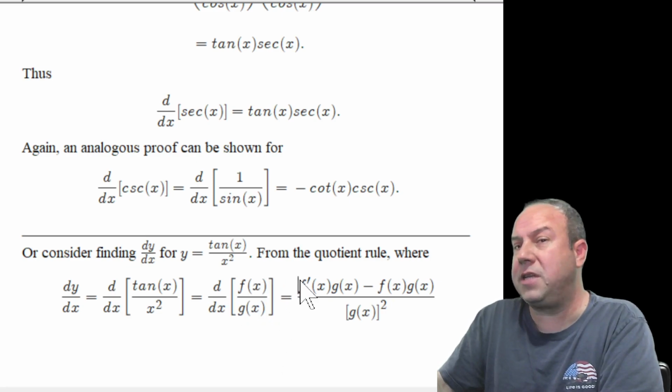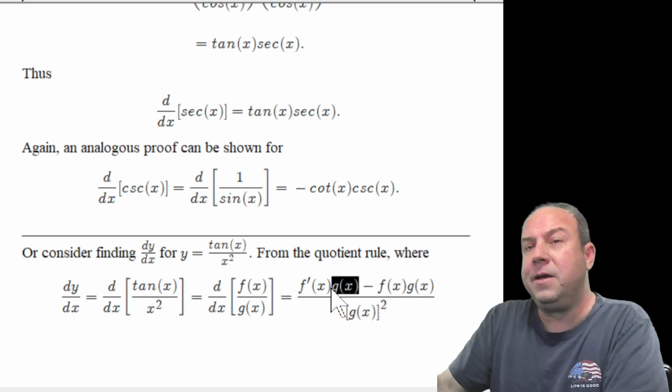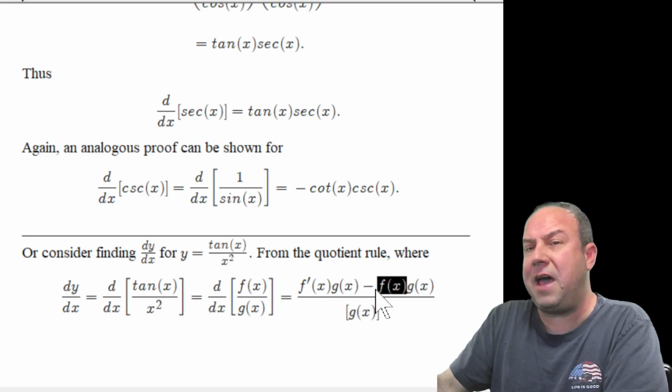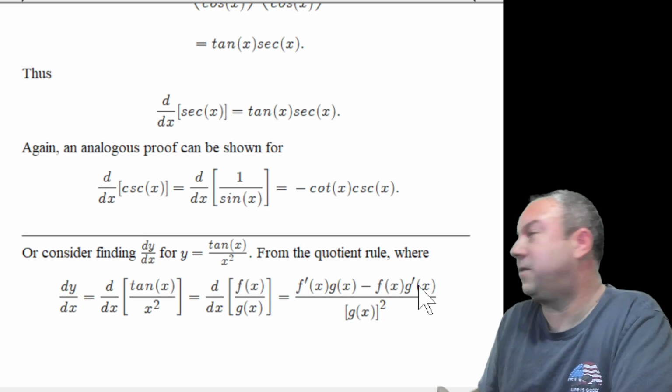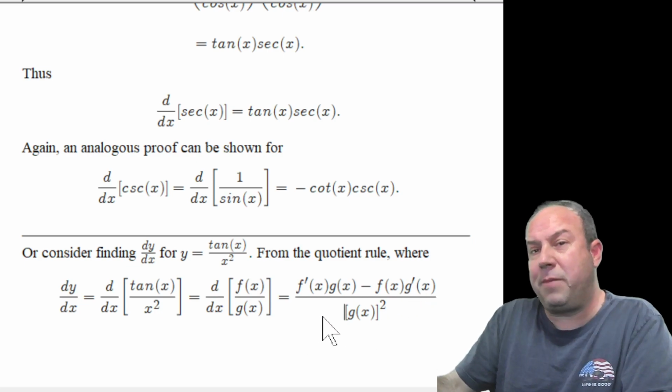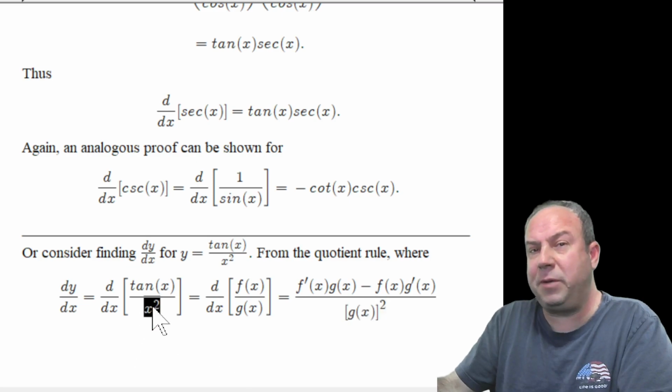We should be able to identify what is f prime, and that's the derivative of tangent of x. We know that's secant squared x. g of x is the x squared found in the denominator, minus f of x, which is just the tangent of x, times g prime of x, all divided by the quantity g of x squared. g of x being x squared again.